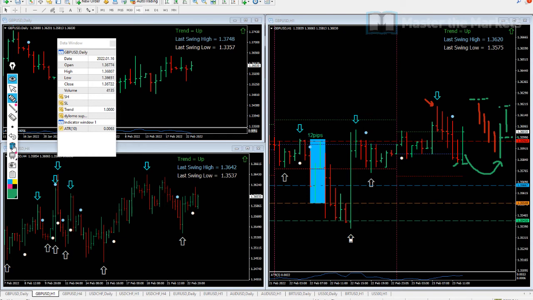However, on the other side, if it doesn't trigger us and it carries on and takes out this low and goes towards the lower stretch, that's what we call an opposite stretch trade.